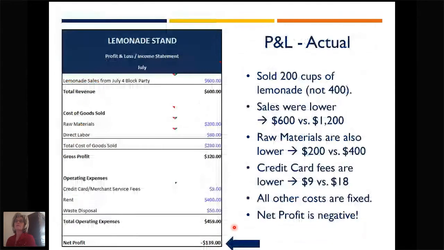So the day comes, we get to our July 4th celebration, and here's what actually happened. We only sold 200 cups of lemonade, not 400. I don't know. Maybe we got lucky and there was a monsoon. Well, lucky because we didn't get any rain this year in Tucson. But we only sold 200 cups of lemonade. So our sales were only $600 versus $1,200.